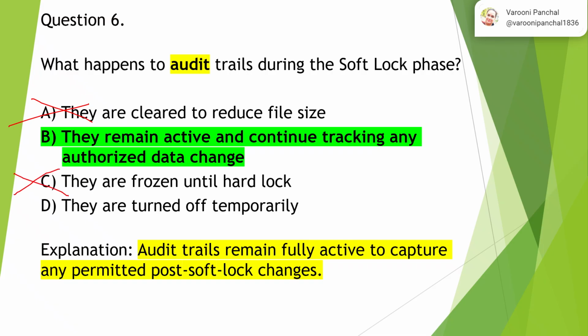So option D says they are turned off temporarily. No. So you cannot turn off any of the audit trails that are happening in the soft lock. So option B is the correct answer, where it says they remain active and continue tracking any authorized data change. So the correct answer is B. Audit trails remain fully active to capture any permitted post soft lock changes.